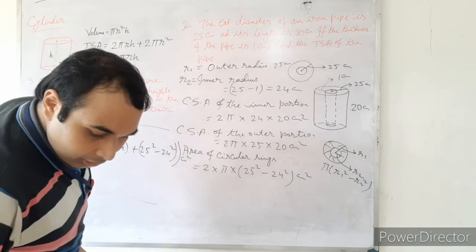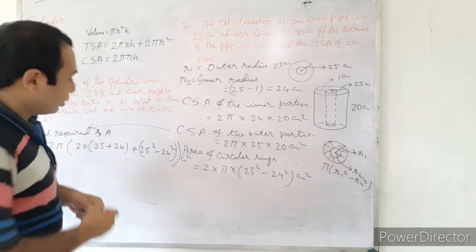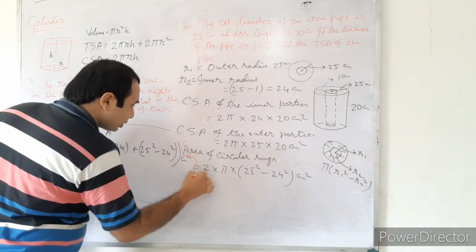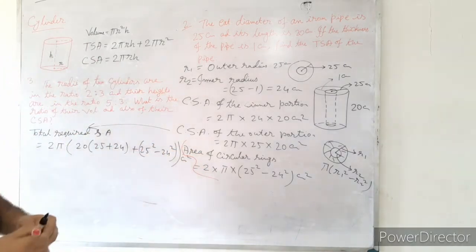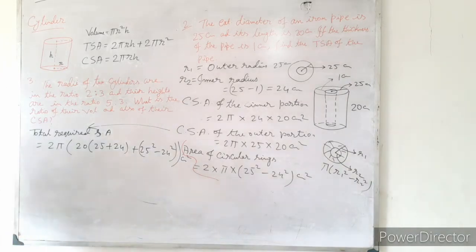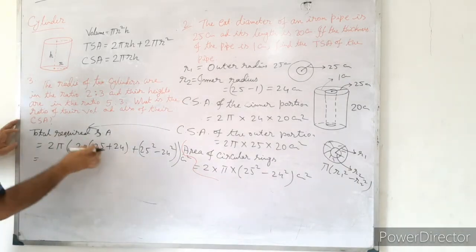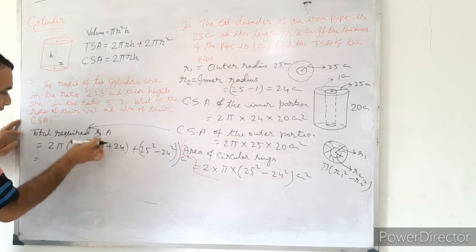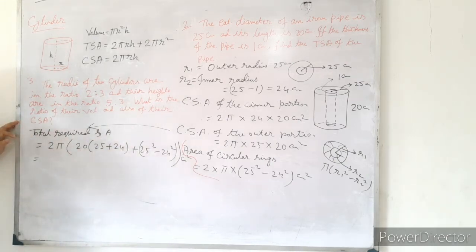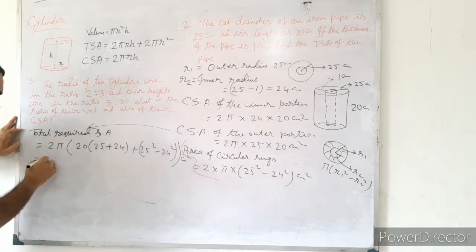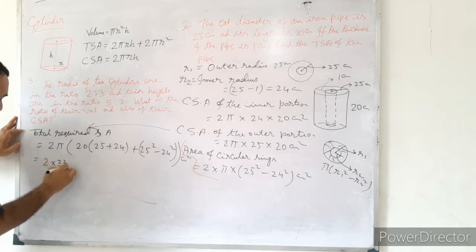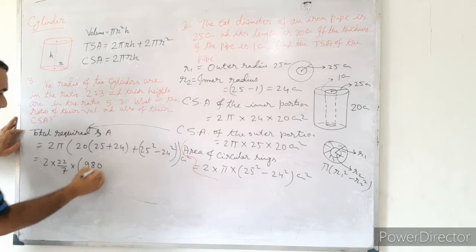So if I do this calculation, no need to do the calculation in the layman's method. Do smartly, then it will be easier. So here, just see, it is coming 49. 49 into 2, it is 98. So 980. So 2 into 22 by 7 into, here it is coming 980.